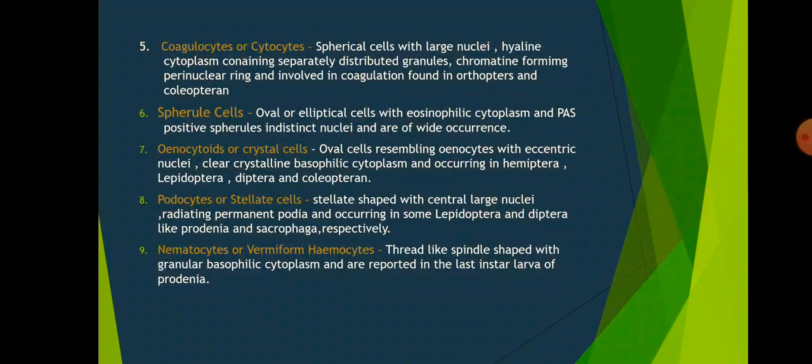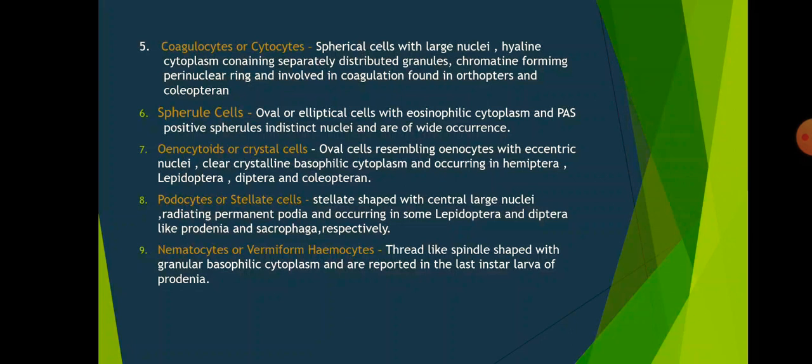Fifth are coagulocytes or cystocytes: peripheral cells with large nuclei, hyaline cytoplasm containing separately distributed granules, chromatin forming a perinuclear ring, and involved in coagulation, found in Arthropoda and Coleoptera. Sixth are spherule cells: oval or elliptical cells with eosinophilic cytoplasm and PAS-positive spherules, with indistinct nuclei, and are of wide occurrence.